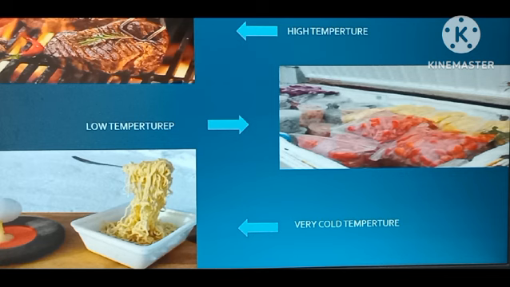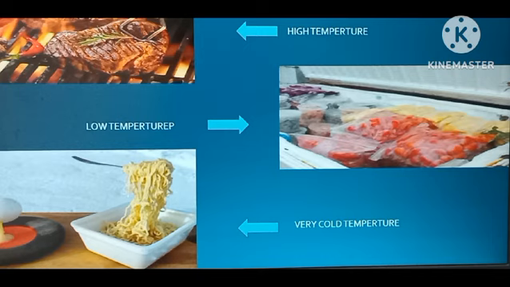These are some examples of hot and cold treatment. One example of high temperature. Here we can observe that meat is frying. This is one example of high temperature. Example of low temperature. Here we can observe that some fruits, vegetables and some other things are preserved. This is the example of low temperature.